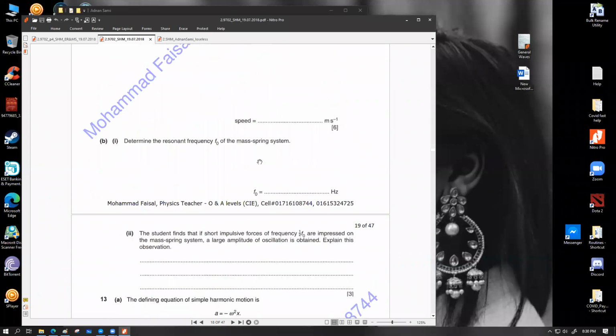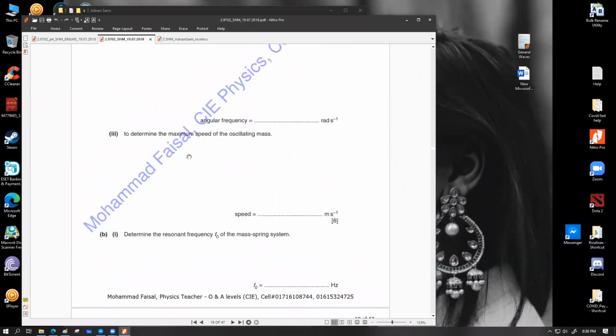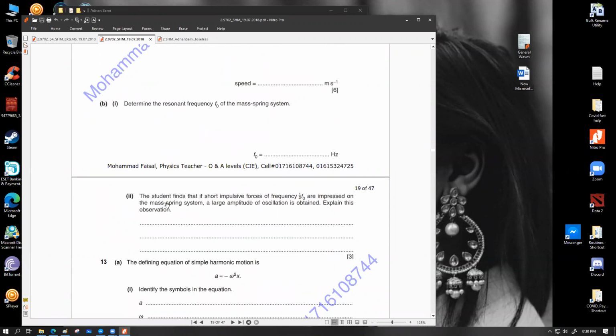Okay, I haven't solved this question yet, then I'll take your questions. To determine the maximum speed of the oscillating mass, maximum speed is simple. V equals plus minus omega A, or you can simply calculate V equals omega A. Determine the resonant frequency f naught of the mass spring system. That will be omega equals 2 pi f, you find the frequency. The student finds that if short impulsive forces at frequency half f naught are impressed on the mass spring system, a large amplitude of oscillation is obtained. Explain this observation. I'll explain this observation and then I'll take questions.